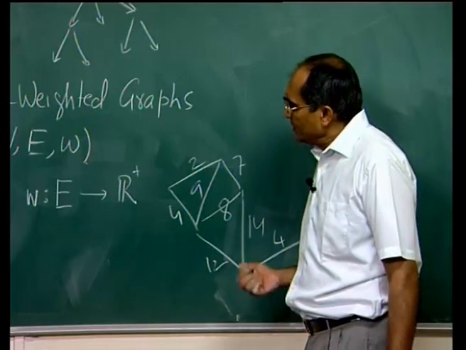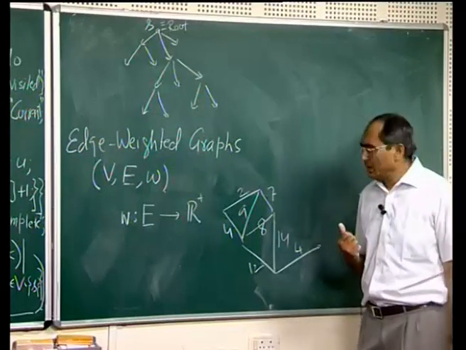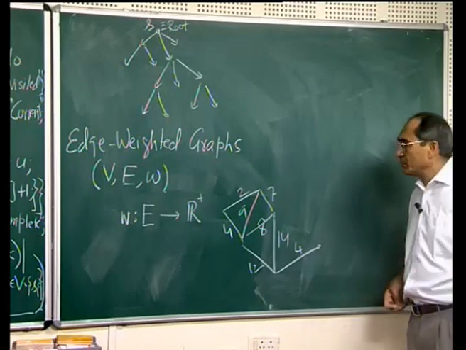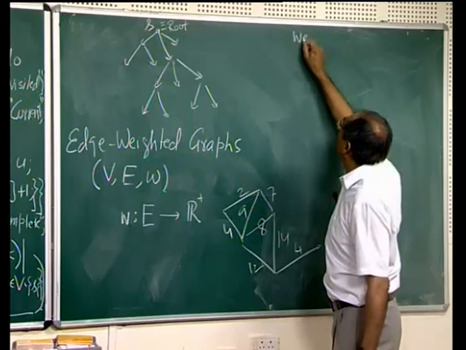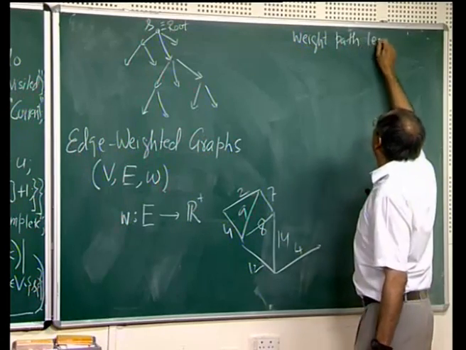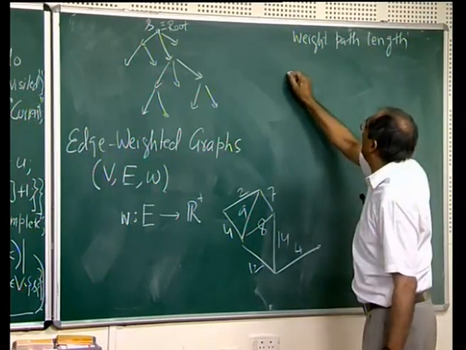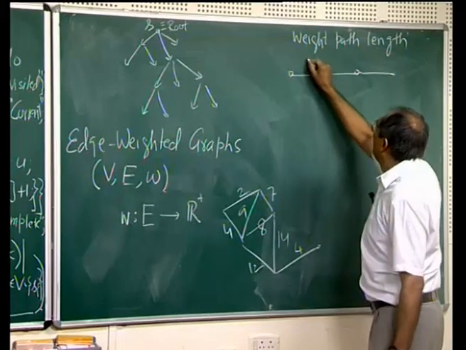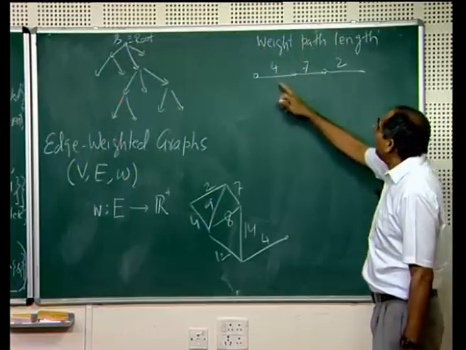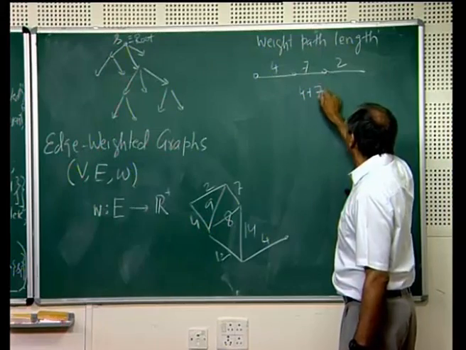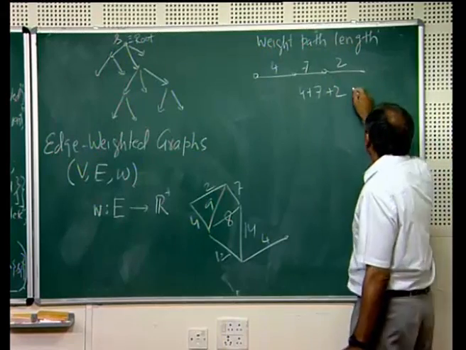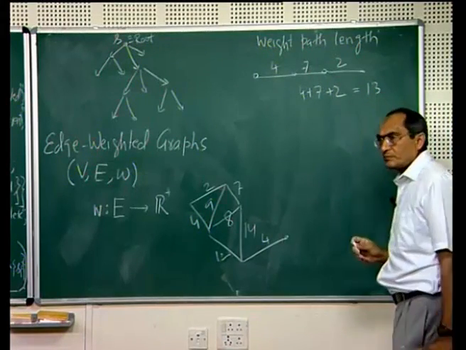and given this, we can again define the notion of the weight of a path. So, something called a weighted path length. So, suppose you happen to have a path 4, 7, 2, the weighted path length is nothing but 4 plus 7 plus 2. Unweighted path length was 3. So, it is 13.